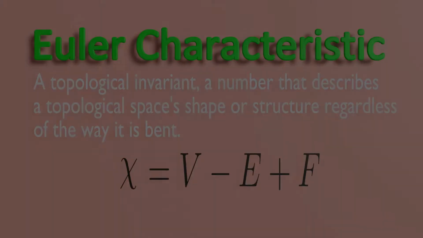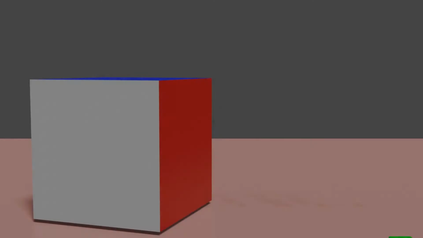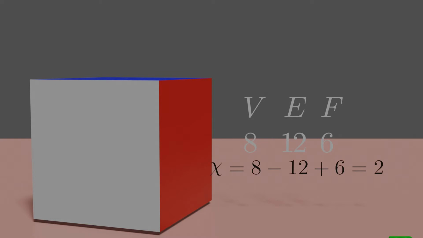Now, let's see an example. Here we have a cube. The cube has 8 vertices, 12 edges, and 6 faces. By Euler characteristic equation, it equals 2. This value is common to all convex polygons, and it is called Euler's polygon formula.